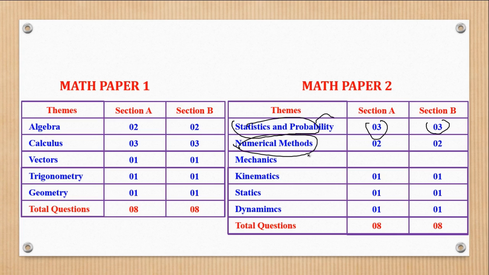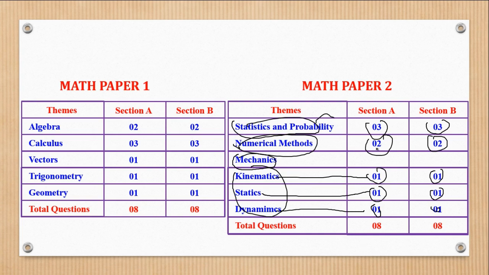Another one is numerical methods, where 2 come in section A and 2 in section B. And the last one is mechanics. Now this mechanics is wide, but the good thing is that they also further divide it into 3 parts. There are some topics in mechanics which are under kinematics, and there 1 comes in section A, 1 in section B. We shall see those topics as we proceed. Others are under statics, 1 in section A, 1 in section B. And the last ones are under dynamics, 1 in section A, 1 in section B.